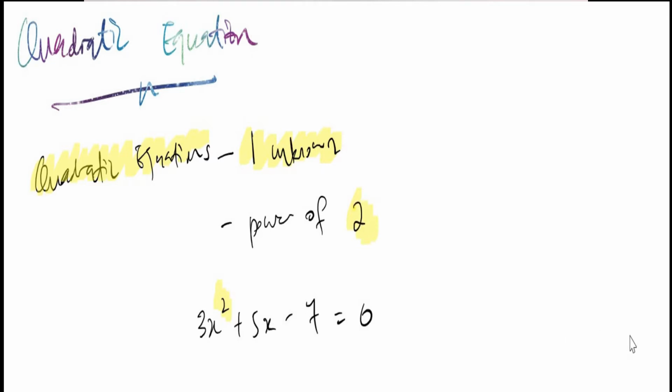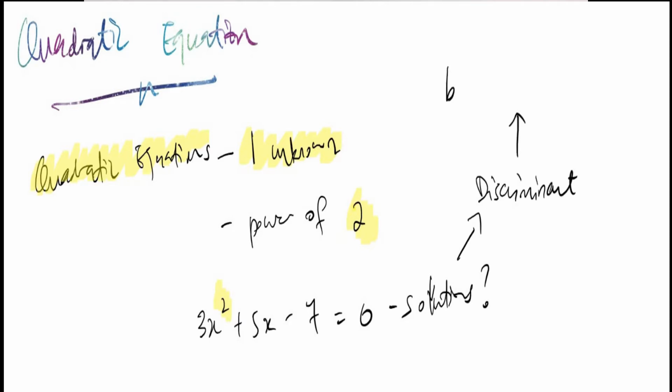And how do you know whether this quadratic equation has solutions or not? Easily, we can find out if we know how to calculate the discriminant, better known by this given formula as b squared minus 4ac.